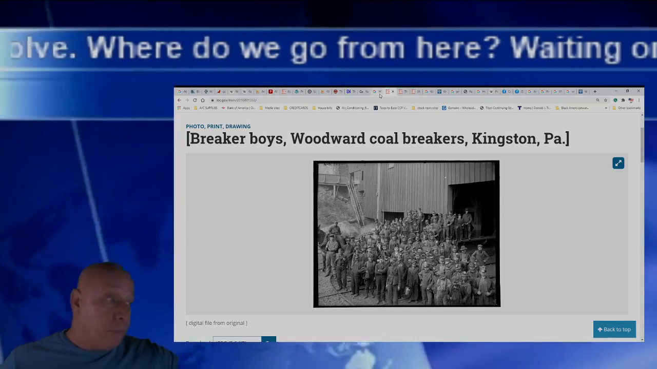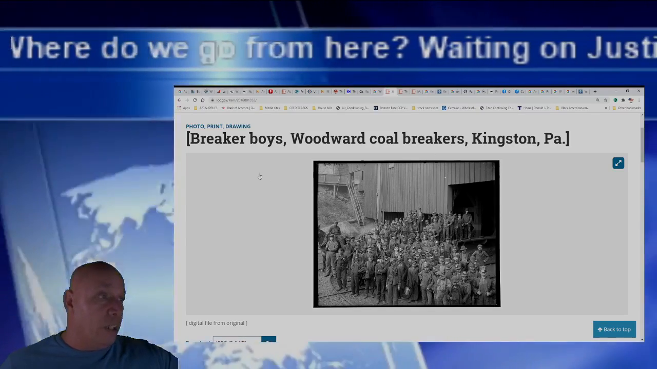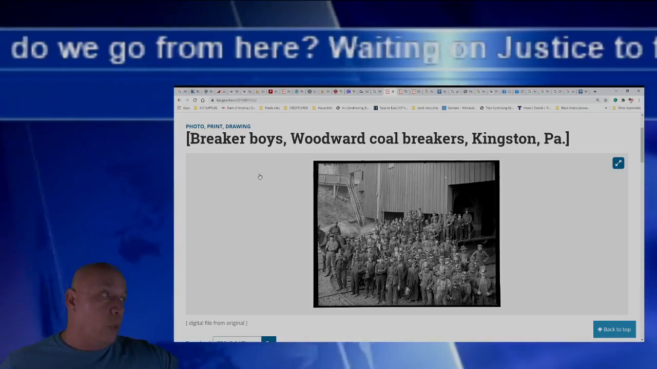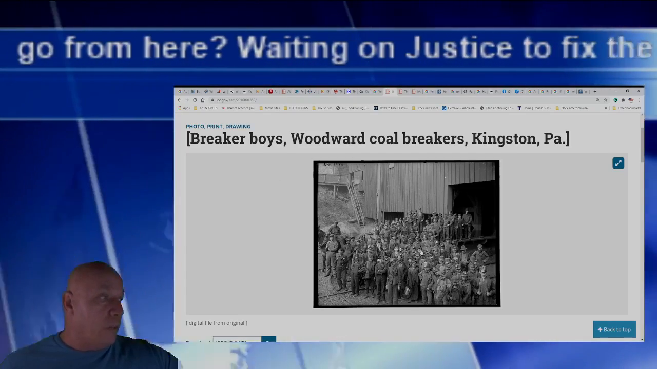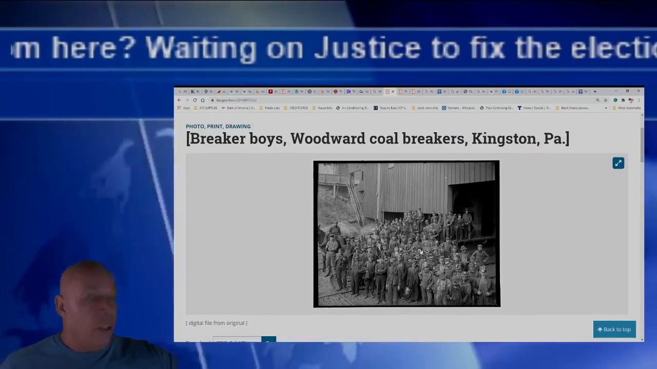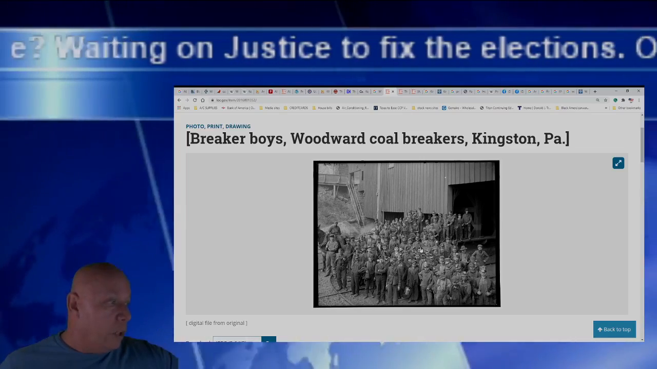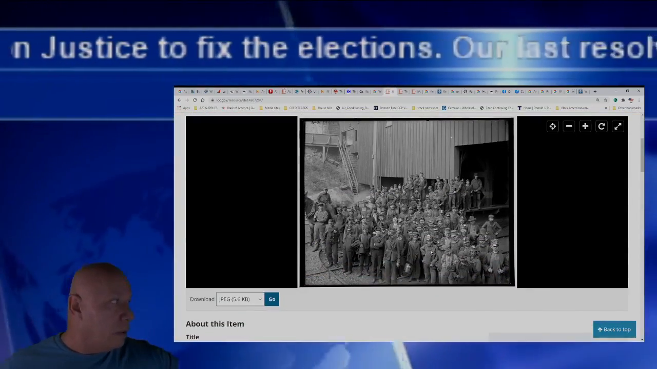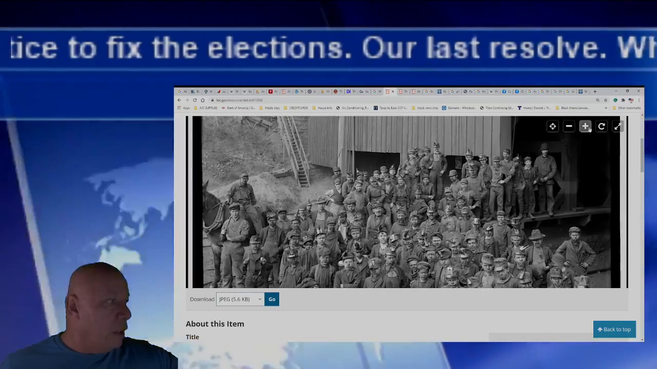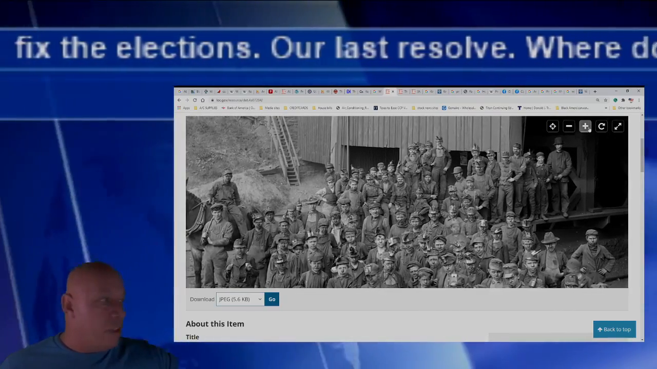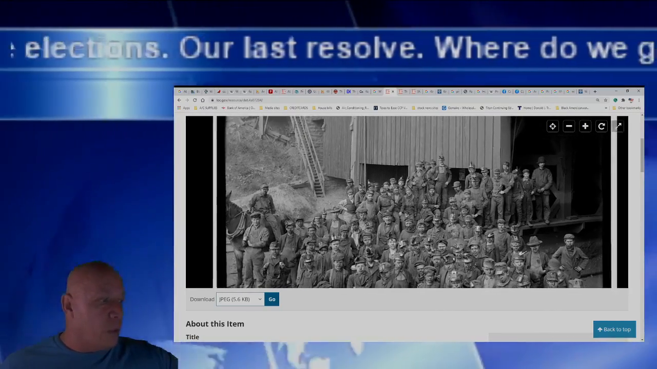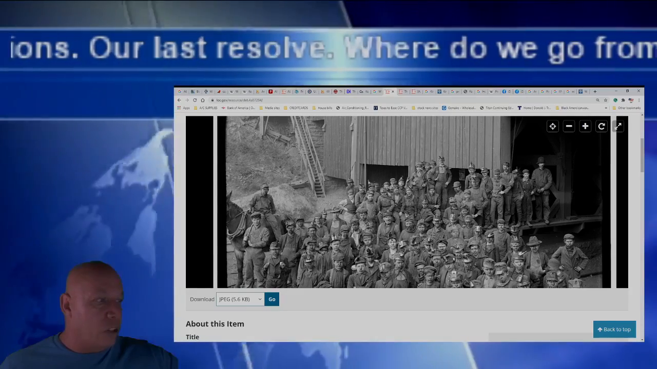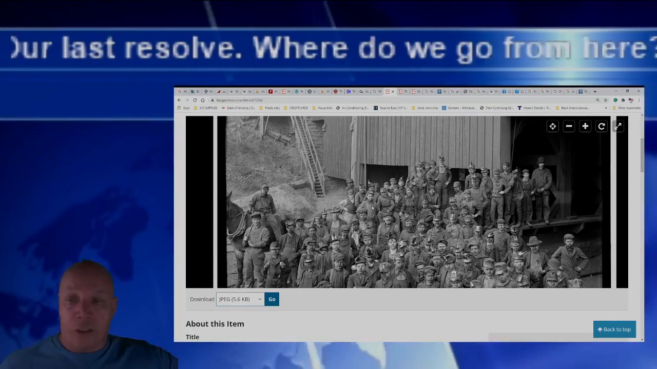But I'm just saying, back in this time, when you look at here, this is the Breaker Boys, woodwork coal breakers in Kingston, Pennsylvania. This is during the late 1800s. These things continued. And mind you, when you look at this picture, let's see if we can zoom in on it. If you take a close look here, you'll realize these are kids. These are kids between the ages of 12 to 16 years old, and they were miners.